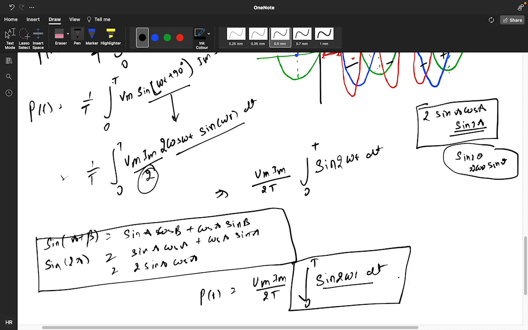Integration of sine 2 omega t, if the time period is 0 to T, now the frequency is double. So earlier the sine curve was like this.